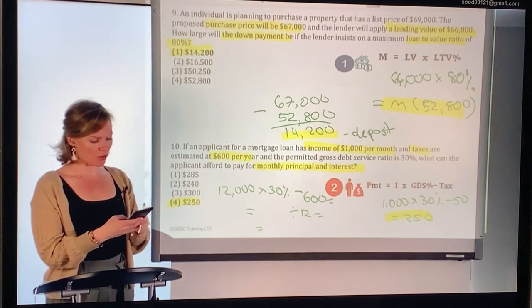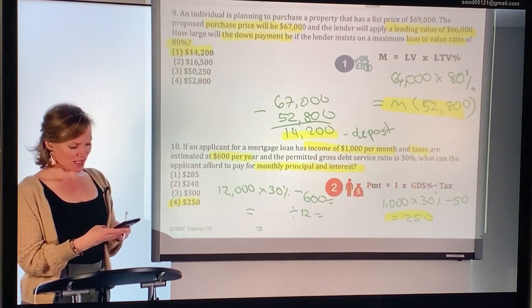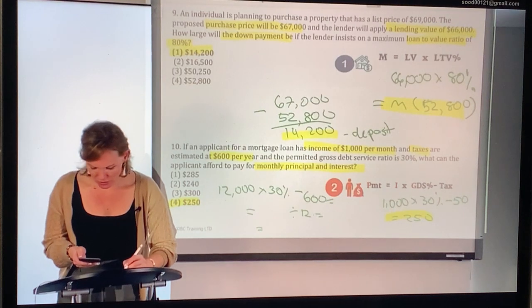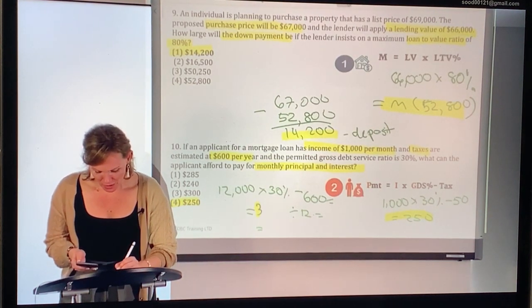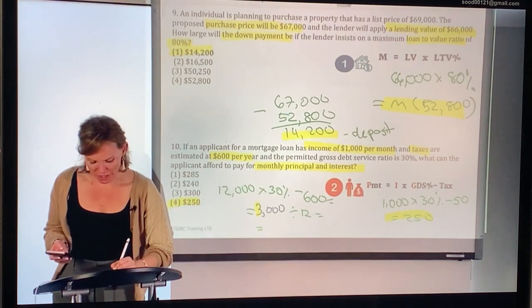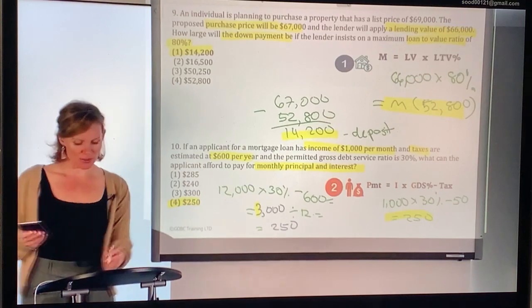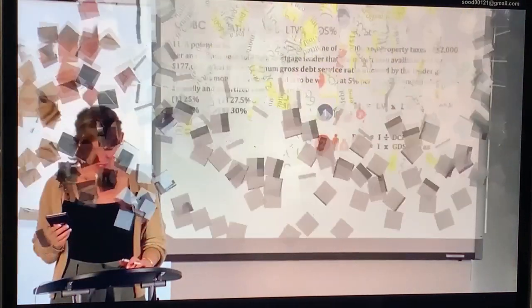If I wanted to do this one, I would do 12,000, times it by 30%, minus 600, equals 3,000. Oh my gosh, sorry, wait. 3,000 divided by 12 will come up as 250. So same thing, okay? How you get that 250 is up to you. It doesn't really matter as long as you kept them in the same frequency. That's the only thing with this question that you have to watch for, okay?